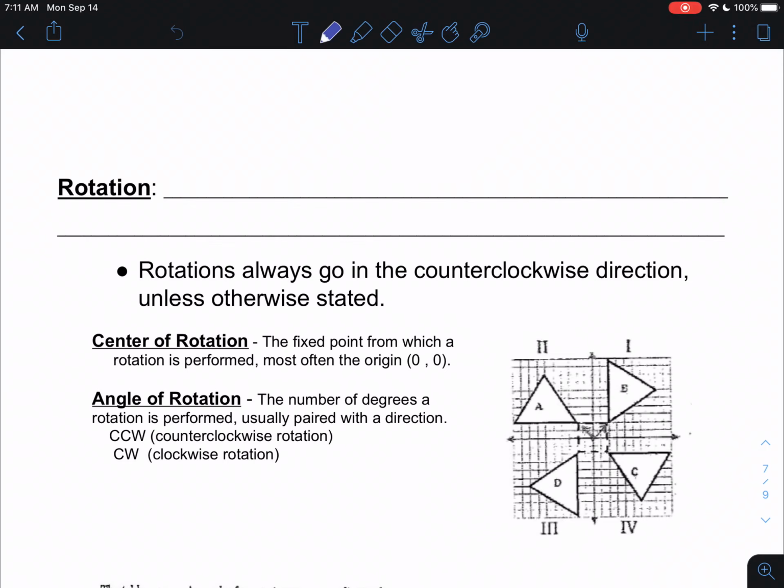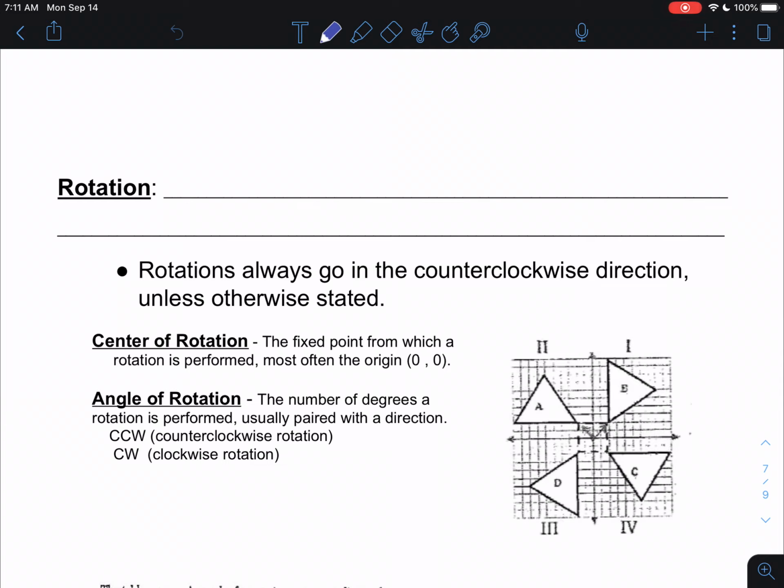All right. Hey, geometry. So today, we have these week 2 notes that we've been working on, and we already did the first two transformations. We did translation and reflection. So today, the last one we have to do is rotation.